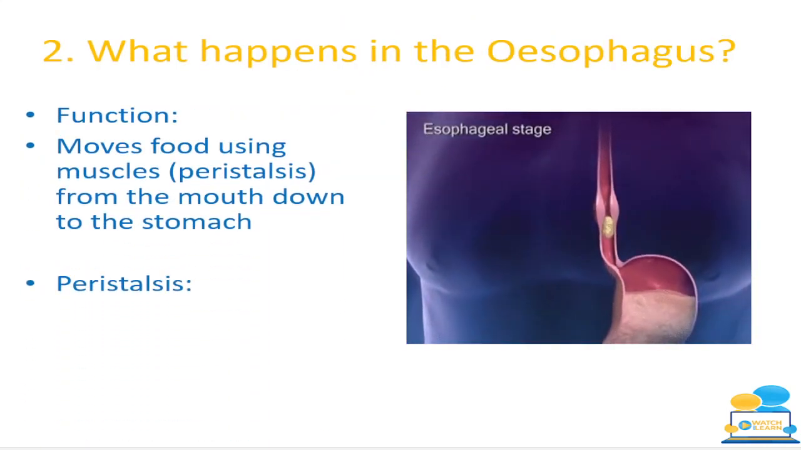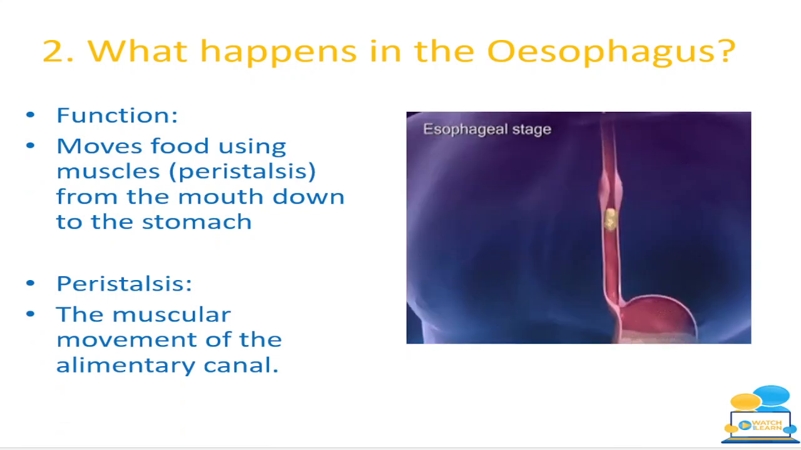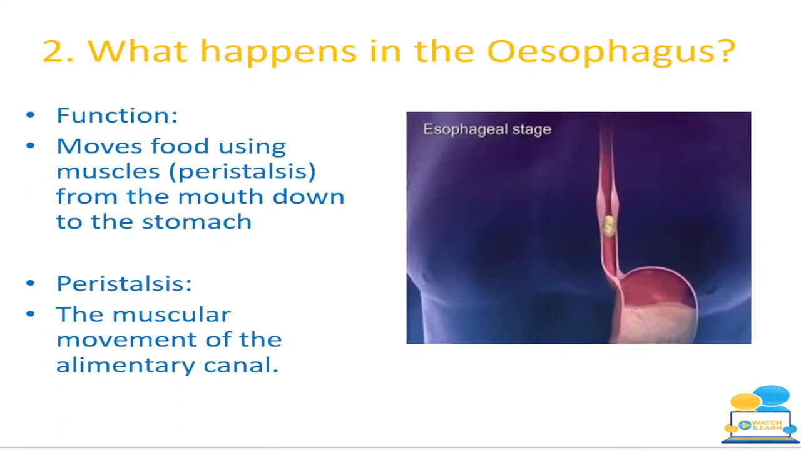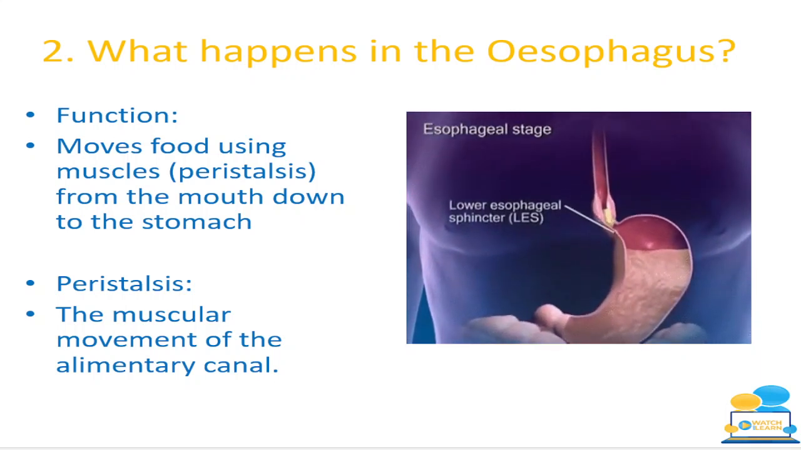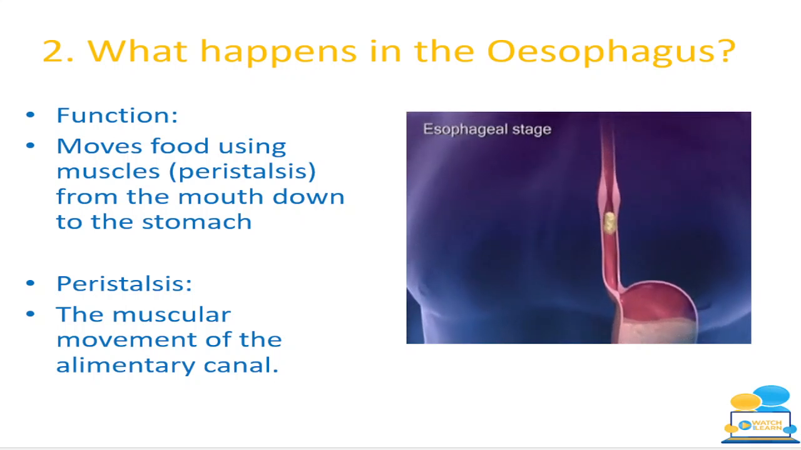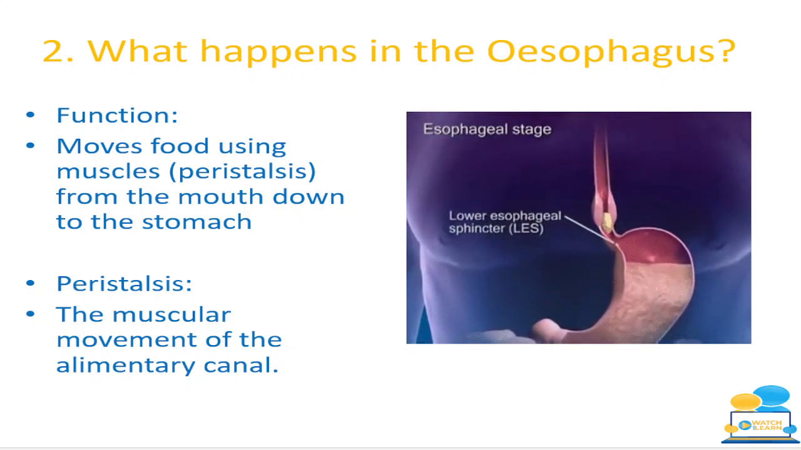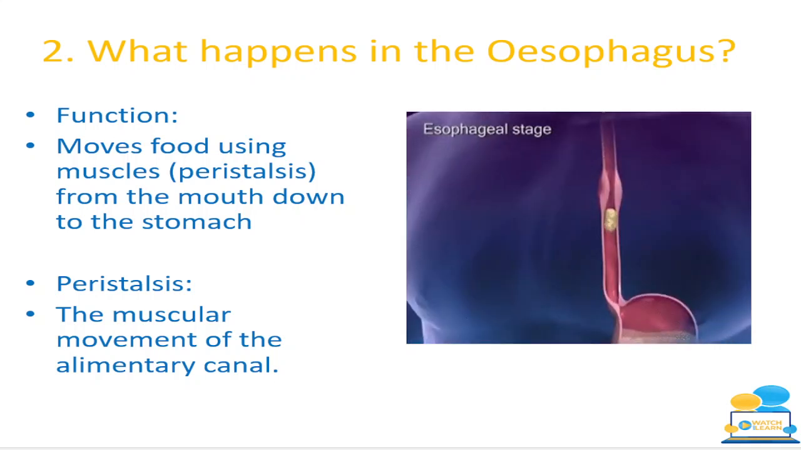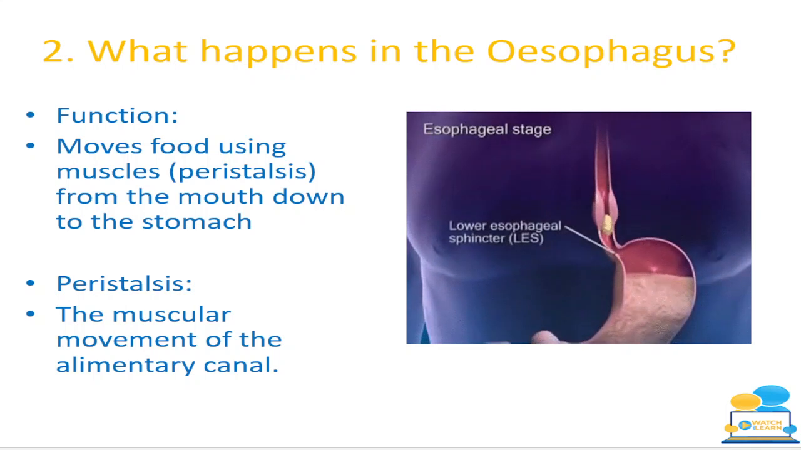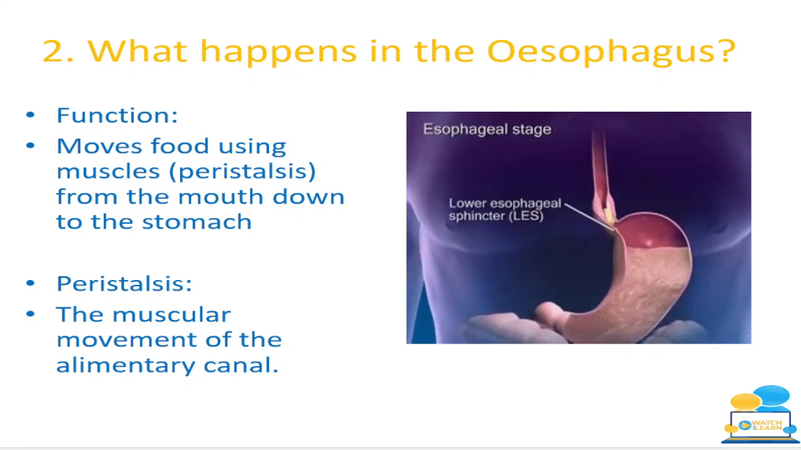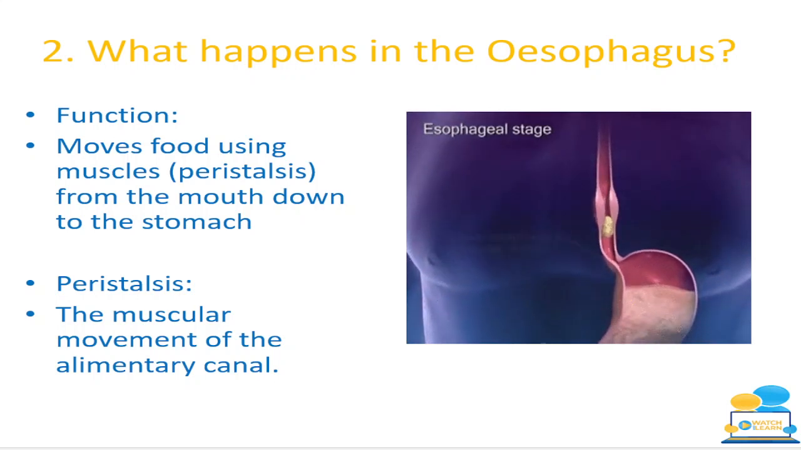So your esophagus basically brings your food via muscles from the mouth to the stomach. Peristalsis is the muscular movement of the alimentary canal. So essentially it's how the muscles move, and it's kind of like contractions. And it's a constant thing, just like the way your heart is constantly beating, your muscles are constantly pushing, okay, and it brings food down to your stomach.